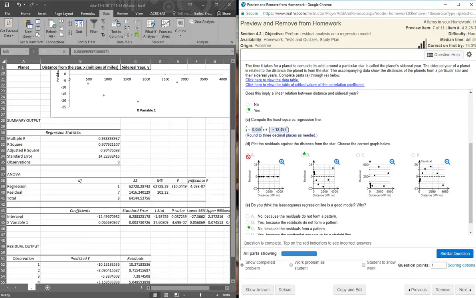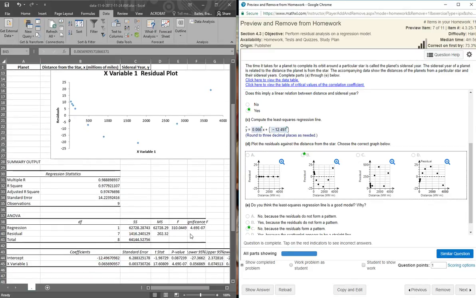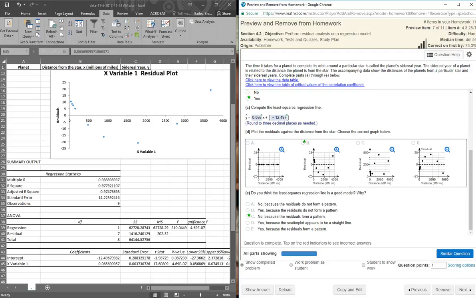The residual plots, that would be the plot we already made. And I can see it's an inverse parabola, and this is the inverse parabola. And then finally, do you think the least squares regression line is a good model? And I would say no, because this has a distinct pattern. Patterns are bad.